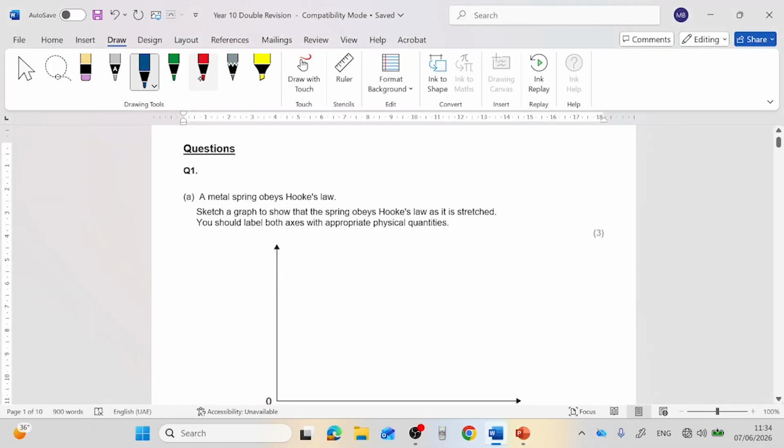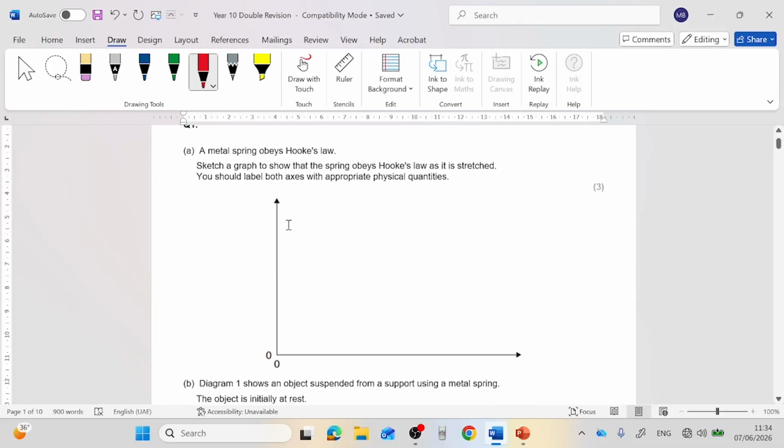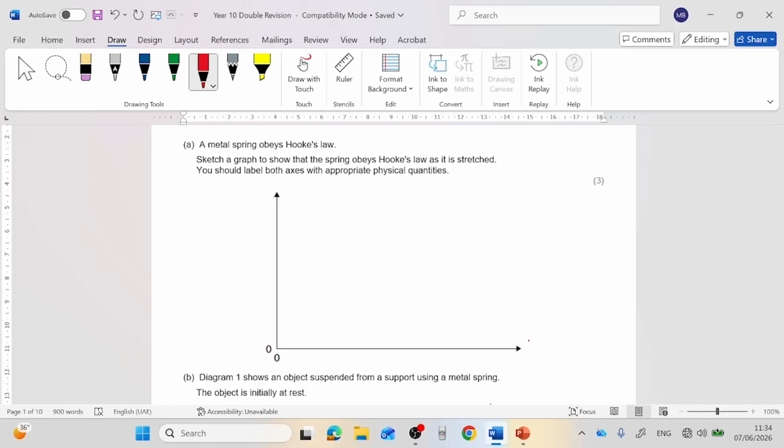So let's try to answer this question. For this question, we need to draw the variables. So it's up to you. You can add here the force in Newton because this is the independent variable, and add the extension here in meter because this is the dependent variable. In this case, you will find that the relation between them is represented by a straight line. But as I told you, it will not be a straight line forever.